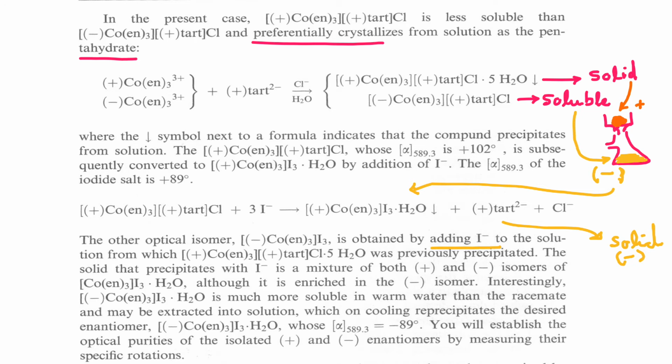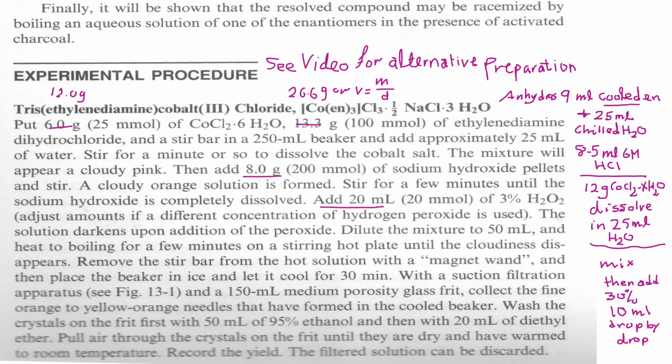So you have three solids now to take measurements for: the plus tartrate with plus cobalt ethylene diamine, plus cobalt ethylene diamine with iodide, and minus cobalt ethylene diamine with iodide. Then you proceed to measuring the optical rotation.